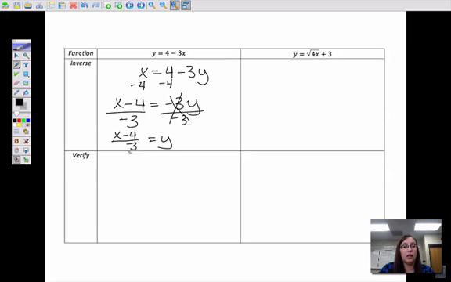Typically, we don't like to divide by a negative 3, so there's a couple different ways you could write it. You could write it y equals negative x over 3 plus 4/3. Or if you wanted it in slope-intercept form, maybe negative 1/3 x plus 4/3. Or instead of x minus 4 divided by negative 3, you could do 4 minus x divided by a positive 3. That still gives us a positive 4/3 and a negative 1/3 x.